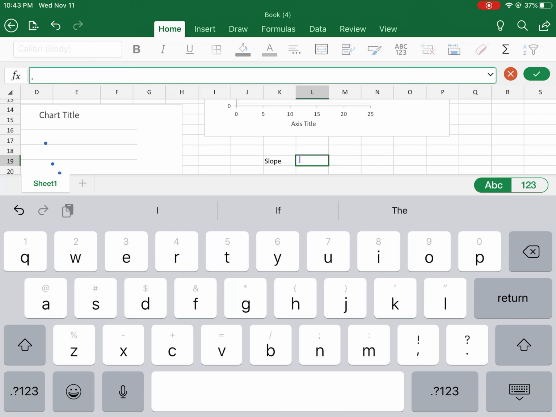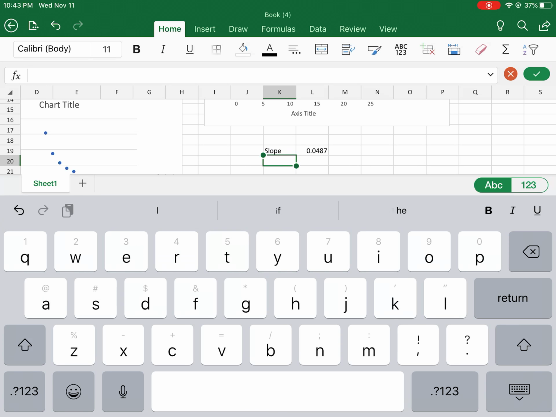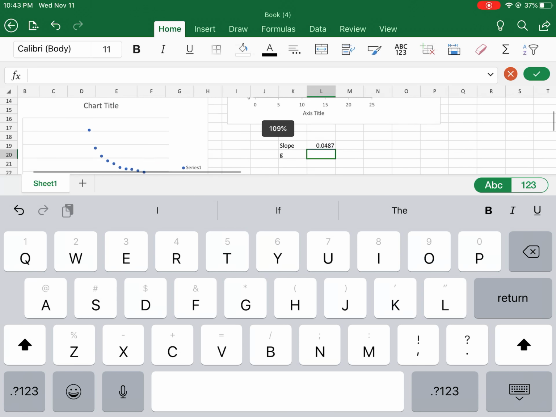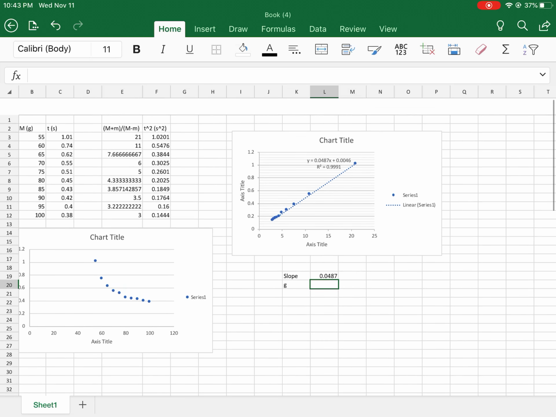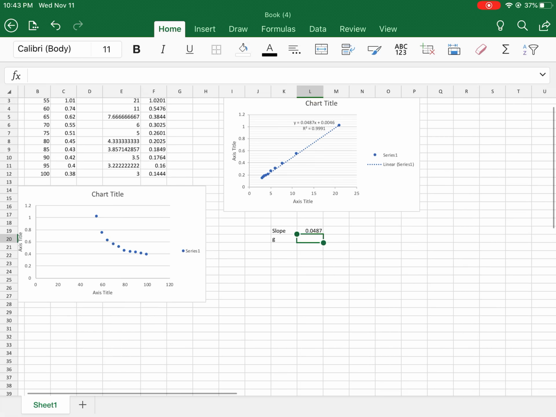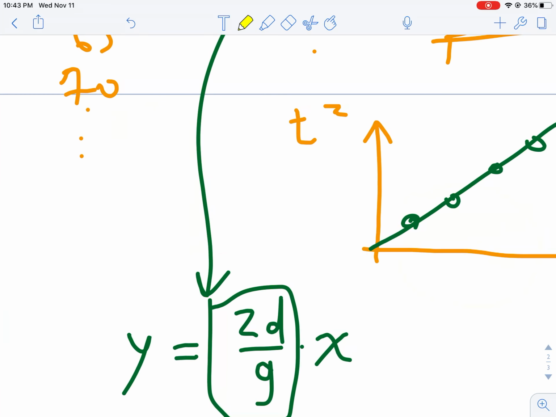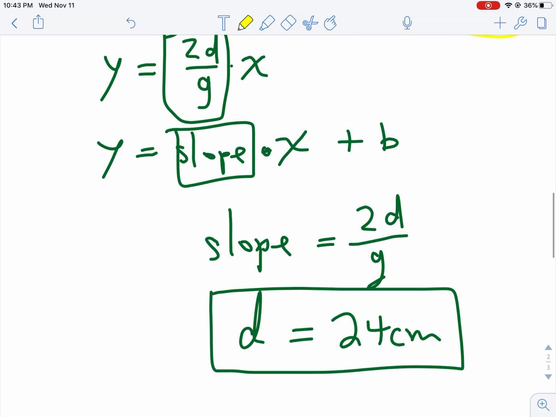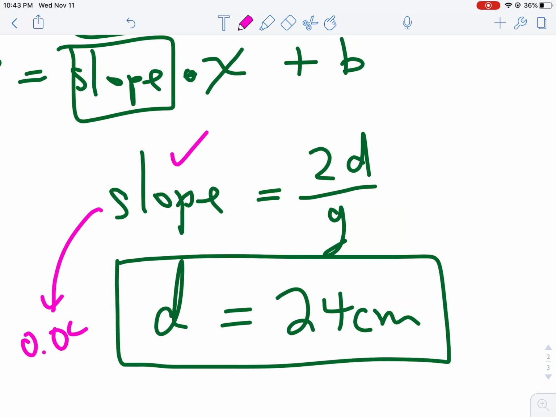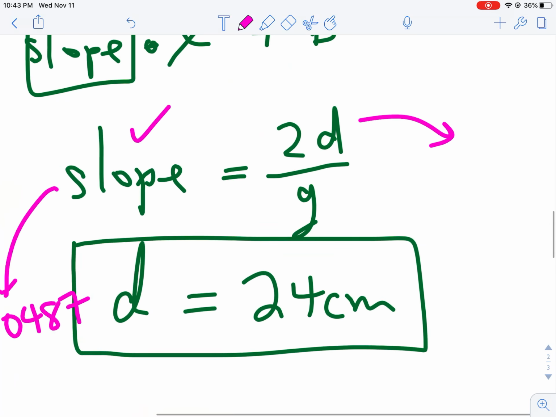Here's the final piece for us in this lab. The slope is 0.0487. What I want you to do is calculate an experimental value of the acceleration due to gravity, g. How do we get that experimental value? Well, I know the value of my slope, 0.0487. If I go back to Notability, remember that I have an equation for slope, and now I know that value, 0.0487. The distance I know as well, but think about units.